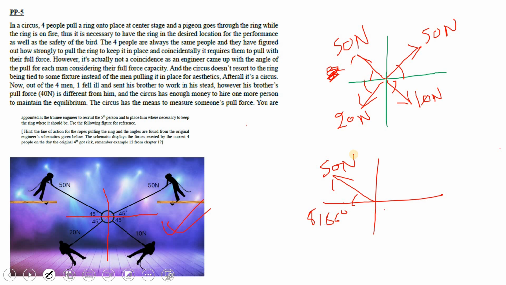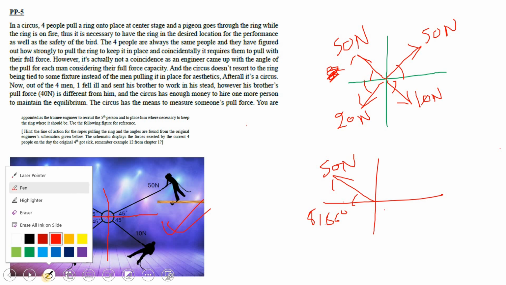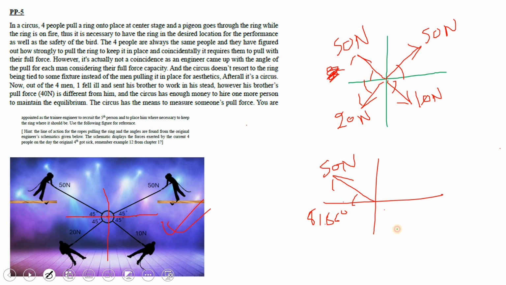Okay, so if we want to nullify this effect, we need to have a force acting on the opposite side. So that's going to be a force acting in the opposite direction, 50 newtons. This is our new guy exerting a force of 50 newtons when the show is going on. And now we know this angle to be 81.86. That means the reciprocal angle here is also 81.86 degrees.